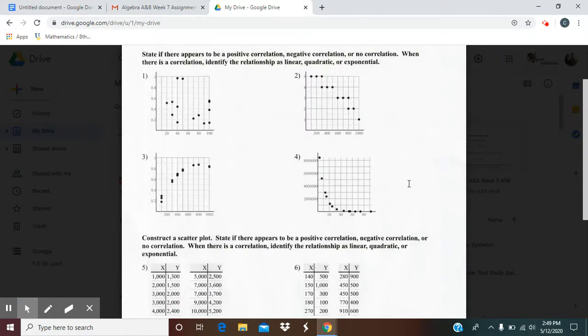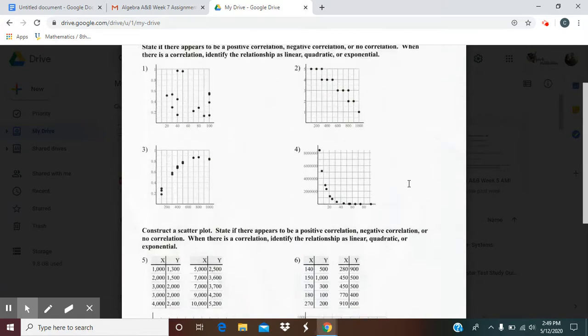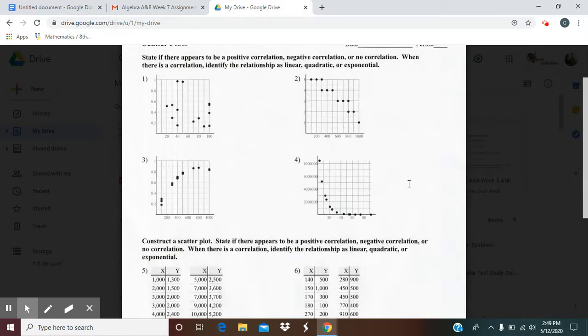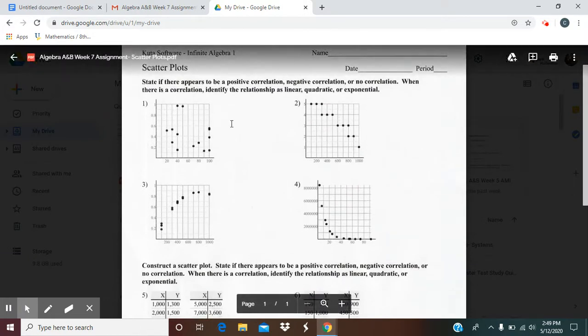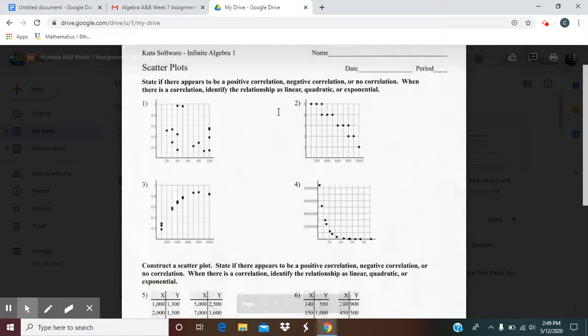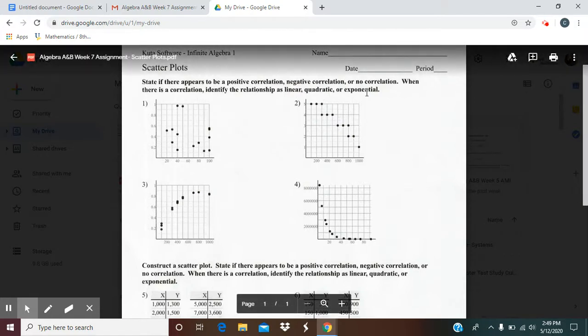And for those students who are in Algebra B, all the terms I use today should be familiar to you, hopefully. All right, so let's go ahead and take a look at the first section. It says, state if there appears to be a positive correlation, negative correlation, or no correlation. When there is a correlation, identify the relationship as linear, quadratic, or exponential.